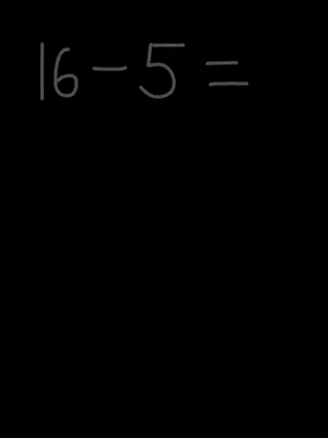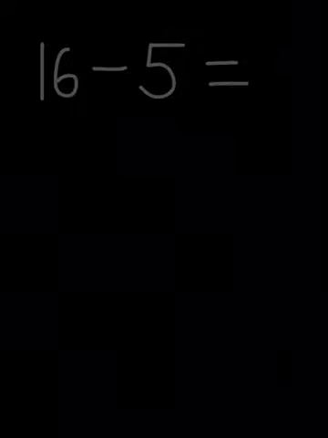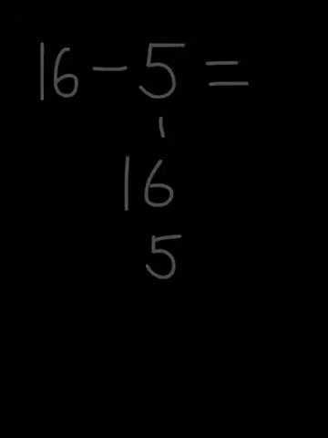In year one, we've been looking at lots of different ways of taking away. And if we were faced with a problem like 16 take away 5 equals, we would have a go at using the column subtraction method of calculation. So we would write down 16. Underneath the 6, we would write 5 because those are both 1-digit numbers.